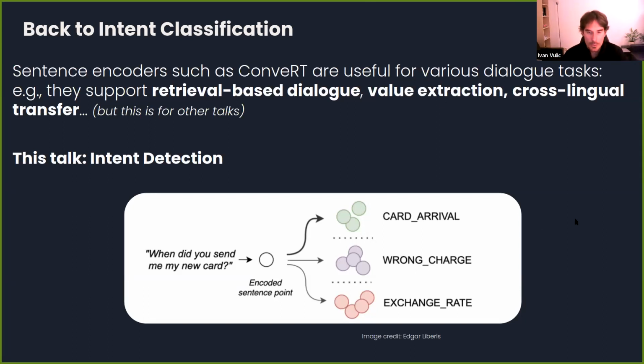So here is just this small figure repeating what I said at the beginning. The idea is, we have a sentence uttered by the user as input to the model, and we have the encoder model which produces this encoded sentence point. And the idea is to have sentences which describe the same event obtain very similar encoded representations in our 768-dimensional semantic space, so that all card arrival sentences actually have very similar representations, so that we can successfully classify them later on.